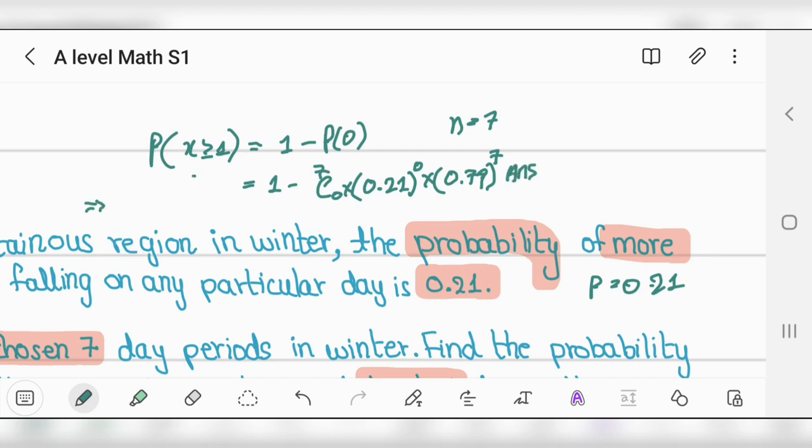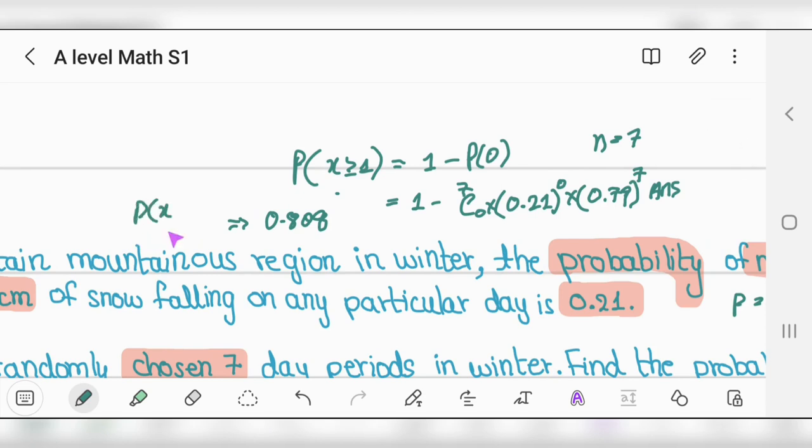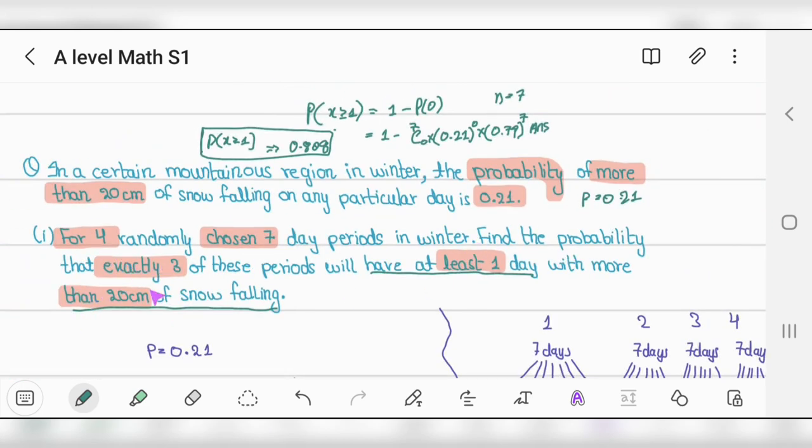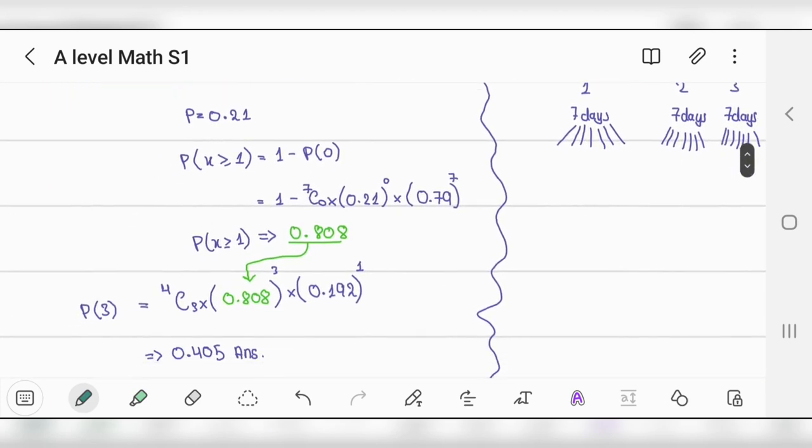And the probability would be, let me use a calculator. 1 minus 7C0 multiplied by 0.21 to the power 0, and then we're going to use 0.79 to the power 7, and we get 0.808. Okay, so the probability is 0.808, and now this becomes the probability of success. We're going to use this one now. It's now saying for four randomly chosen 7-day periods in the winter, exactly three of these will have at least one day with more than 20 centimeters of snow falling. So we're going to use this and say exactly three out of four. So we're going to write down 4C3 multiplied by 0.808 to the power 3 multiplied by 0.192 to the power 1. So it's something like this, and I was right.